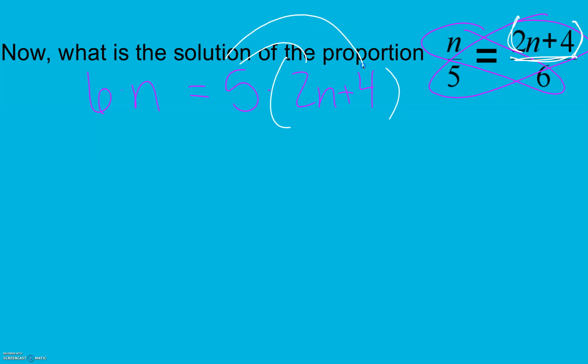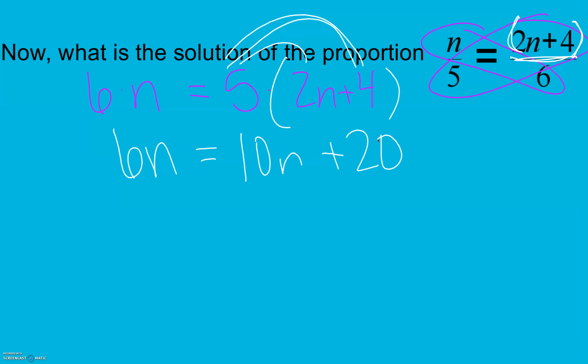We distribute to simplify both sides. Left is already simplified, but on the right, 5 times 2n gives me 10n, and 5 times 4 gives me a positive 20. Now here, it's a little bit different than the last one because I only have variables on this side. So I'm going to move all my variables to that side. We could move our 6 to our 10 because 6 is smaller. We usually move our smaller variable. But I'm going to get all my variables together on one side and my number parts together on the other. And my numbers are already together, my constants, with that 20.